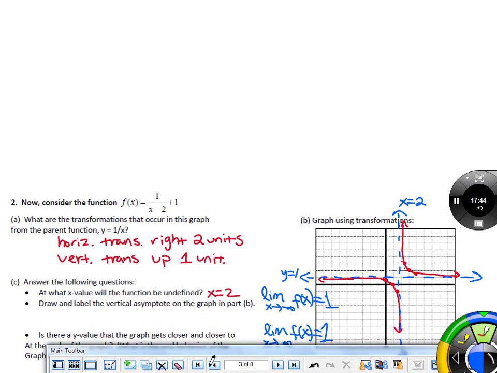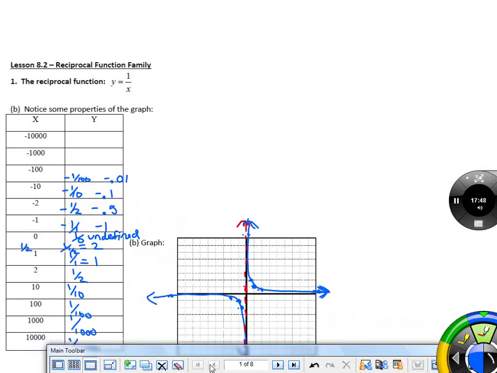In our parent function, the horizontal asymptote would be here at y equals 0, and the vertical asymptote was at x equals 0. So what did a vertical asymptote represent? They look the same on the graph, but they represent different things. It's really important you know the difference. Yeah. Where the graph is undefined. So can the graph cross that vertical asymptote? No, you plug in that value and it doesn't work. That's why we put the line there, okay?